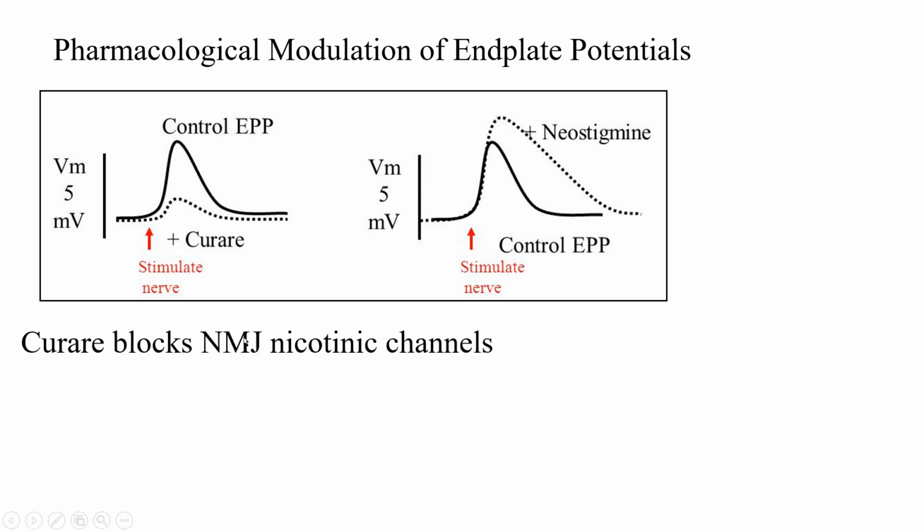Curare blocks the neuromuscular junction nicotinic channel, right? They will block it. They are binding to the site, so it is not available for the acetylcholine, right? So what will happen? No action potential into the voltage-gated channel.